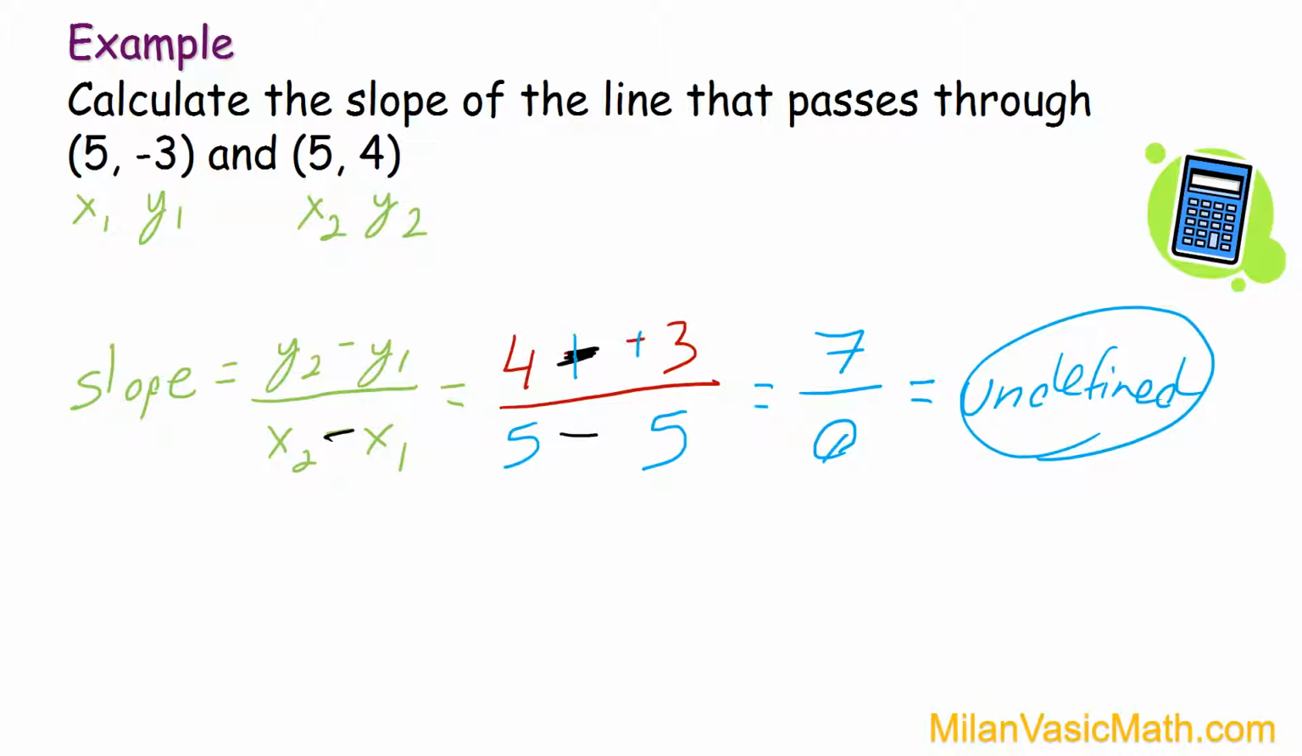And if you recall from the earlier slide, if you have a vertical line, that would make sense. So if we had, let's make a quick little sketch. 5, negative 3 would be down here. 5, 4 would be here. And if you connected those, that is a vertical line. That's why it's undefined. So that is correct.